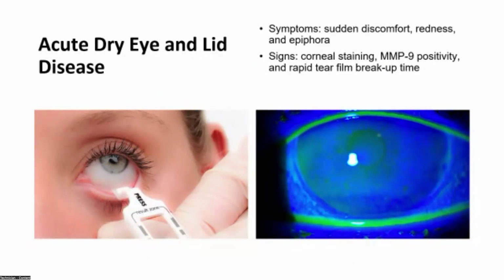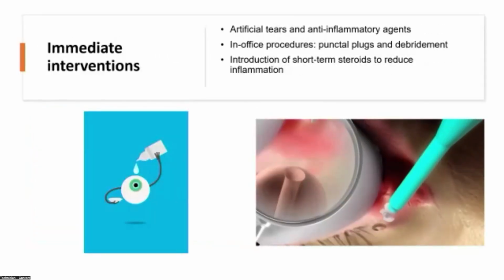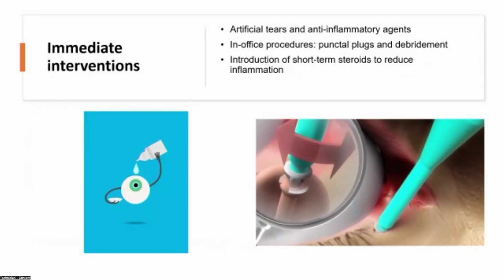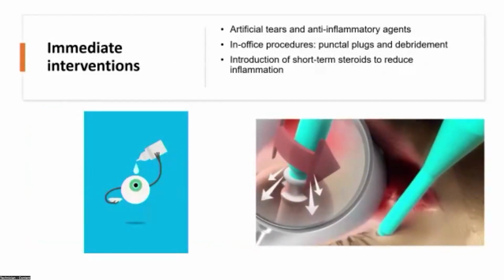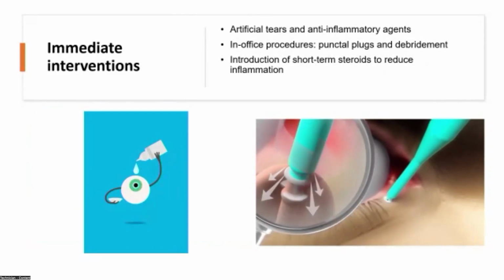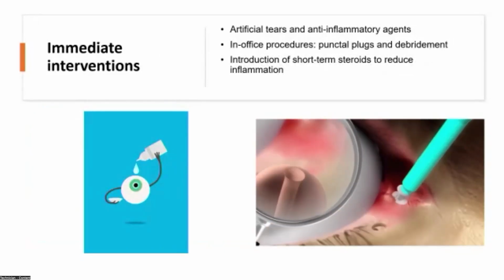You see a high MMP9, rapid tear film breakup time, maybe some SPK, corneal staining. So what can you do in these patients? Maybe artificial tears. We talked about punctal occlusion, Lacrophil, and in-office procedures, short-term steroids, basically.